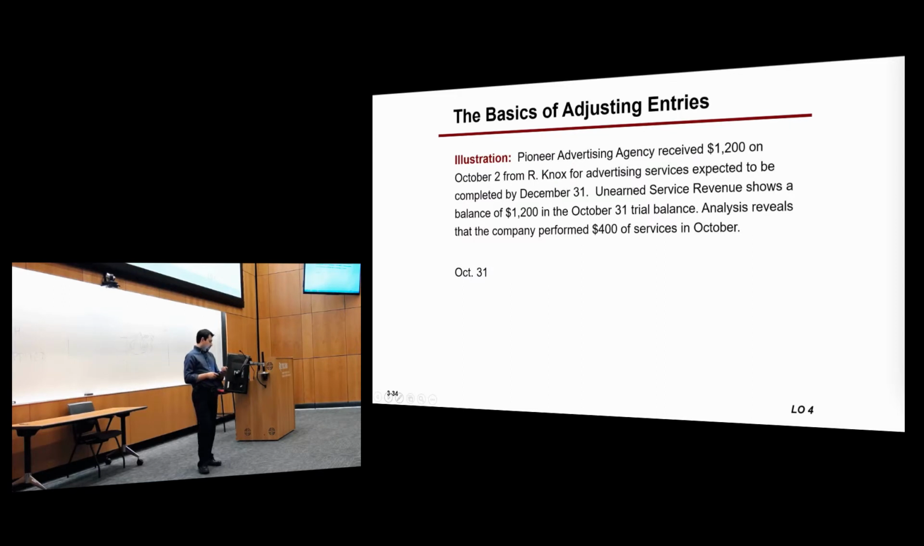So for example here, Pioneer Advertising Agency received $1,200 on October 2nd from Arnavs for advertising services expected to be completed by December 31st. Unearned service revenue shows a balance of $1,200 in the October 31st trial balance.